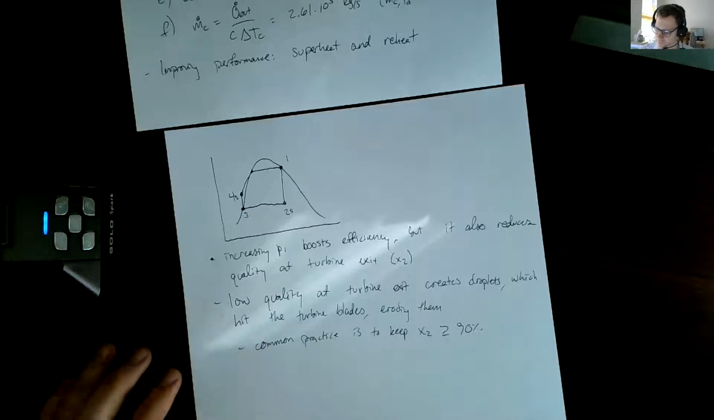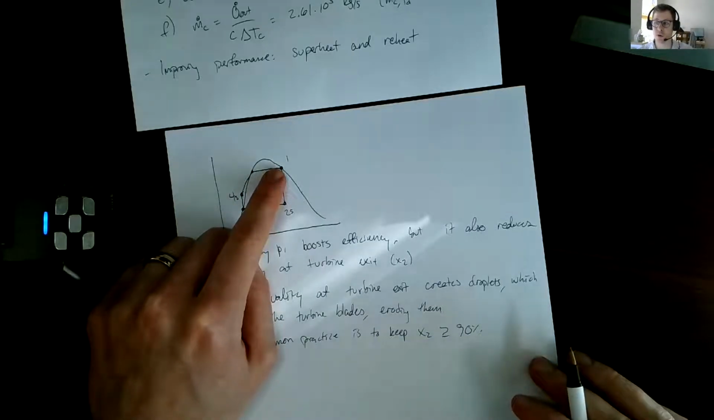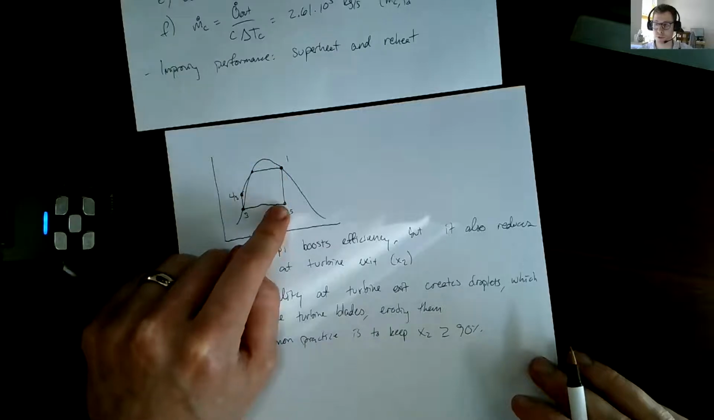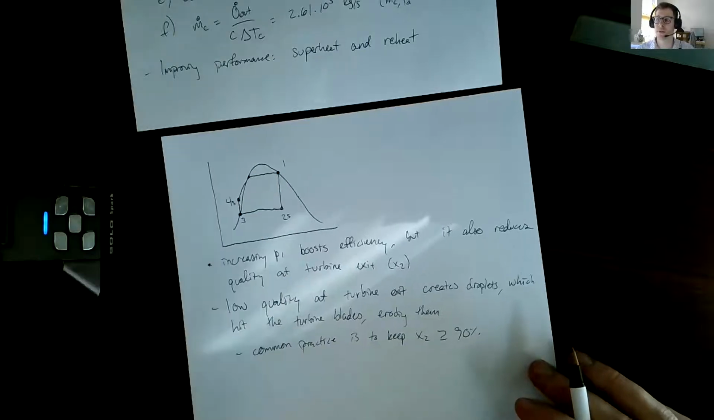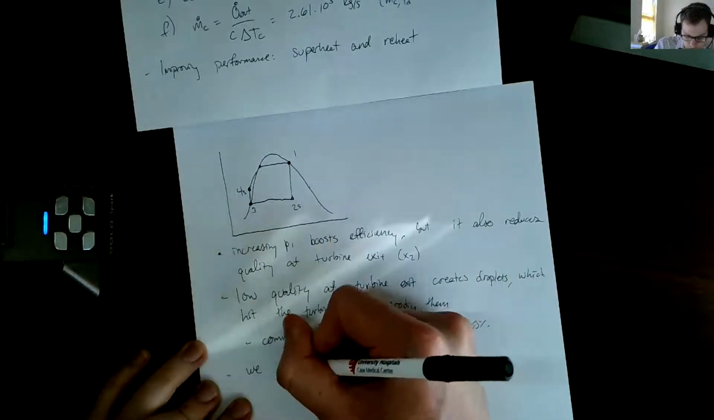So how do we achieve this, right? Because we want to get good efficiency, so you want to push this up, but that's going to reduce your quality. So how do we pull this off?